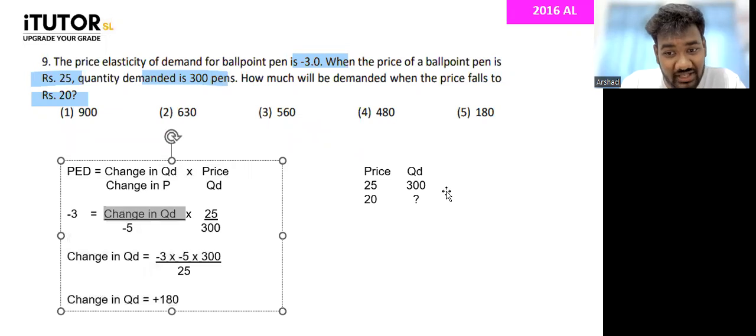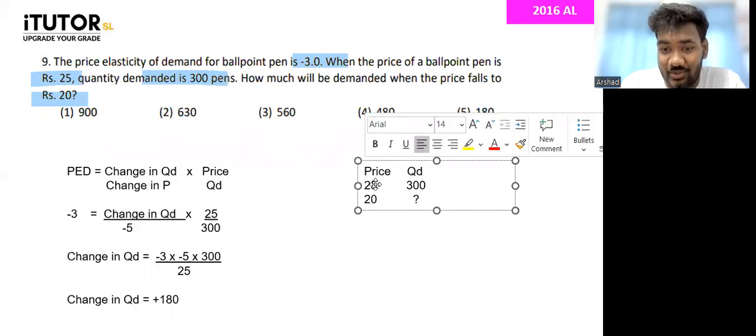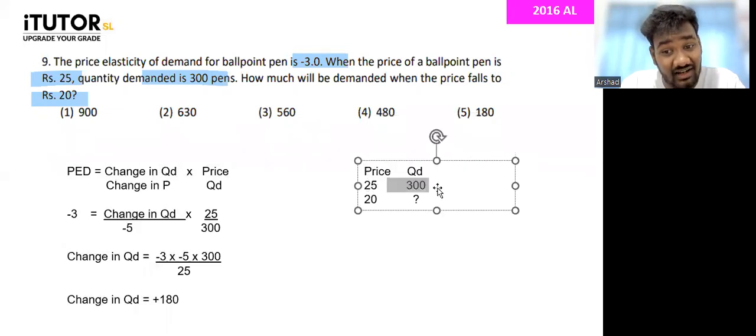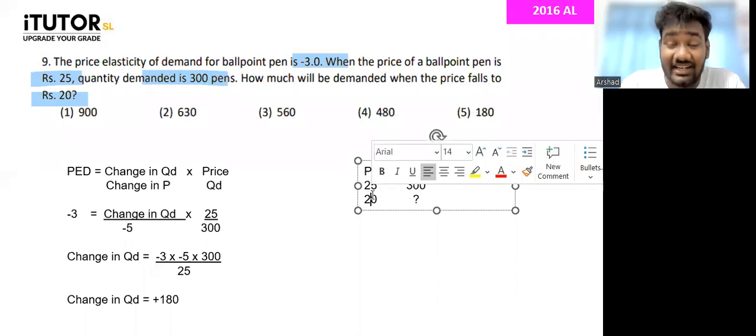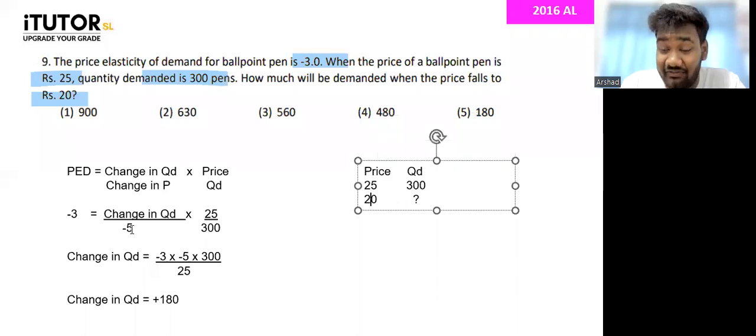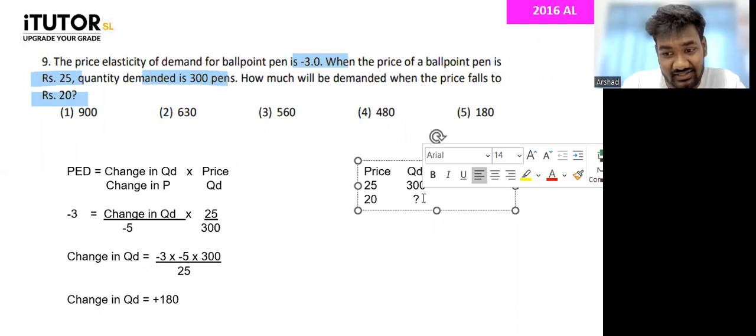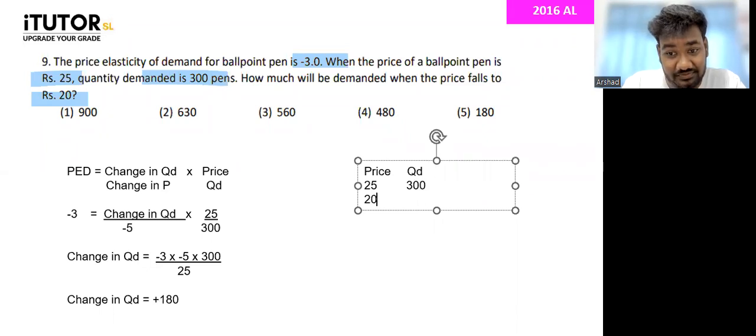So now can you tell me, when the price was 25, QD is 300. When the price decreased to 20, when the price fell by 5, the change in QD is plus 180. So what is the QD? They are not asking for the change in QD. They are asking how much will be demanded when the price falls. So how much will be demanded? 480 will be demanded. They didn't ask by how much the demand will increase.